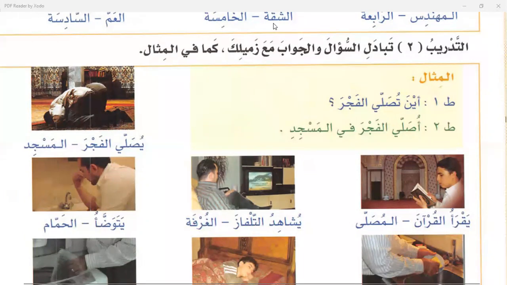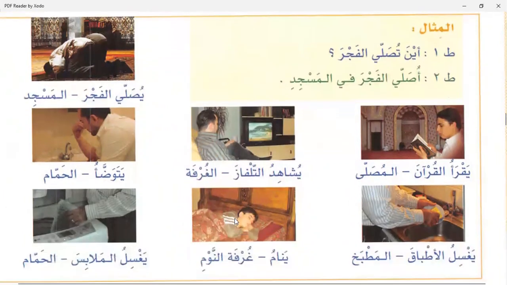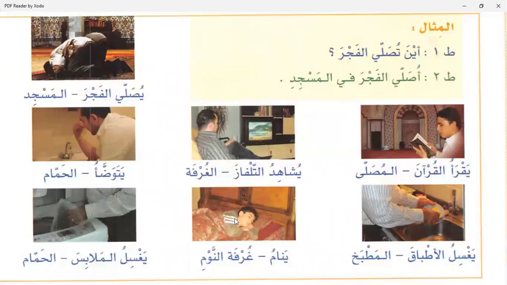Okay, next we have... Okay, Miss Saima, you are first student and Miss Serena, you are second student. Okay. Assalamu alaikum. Wa alaikum assalam.